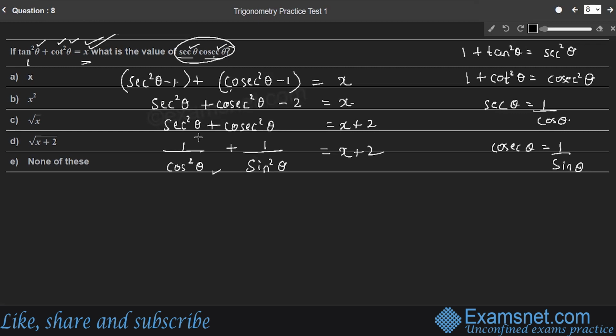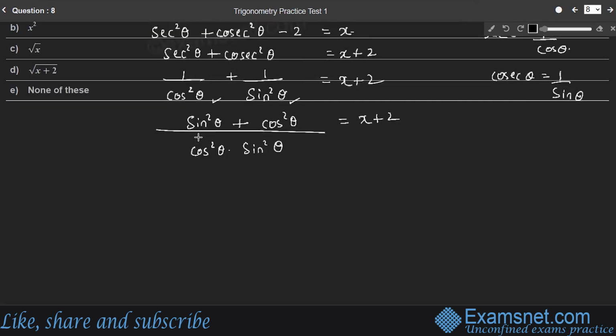So we'll take the LCM of the denominator. Here LCM is the product of cos square theta and sine square theta. And the numerator becomes sine square theta plus cos square theta. Therefore, we have 1 in the numerator, because sine square theta plus cos square theta is 1, divided by cos square theta into sine square theta is equal to x plus 2.